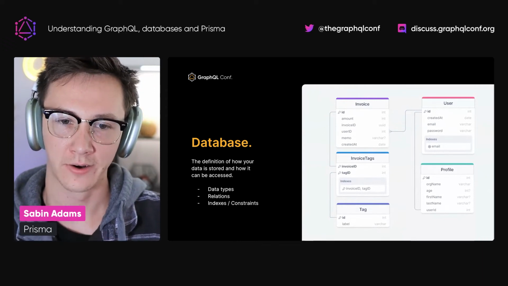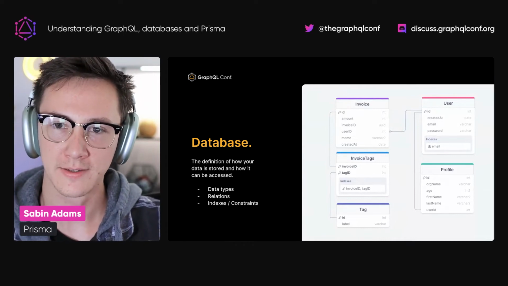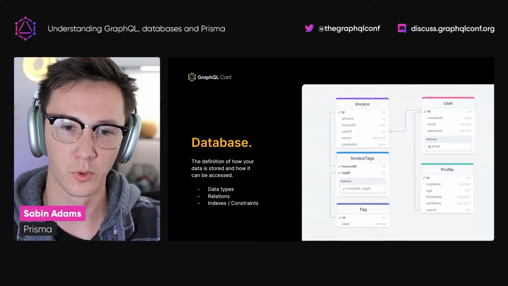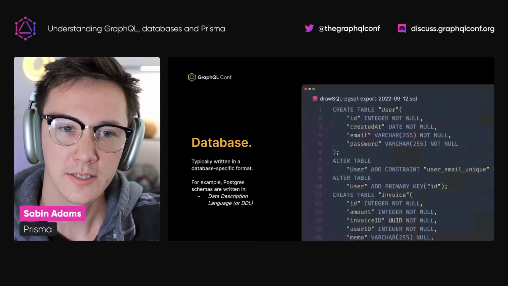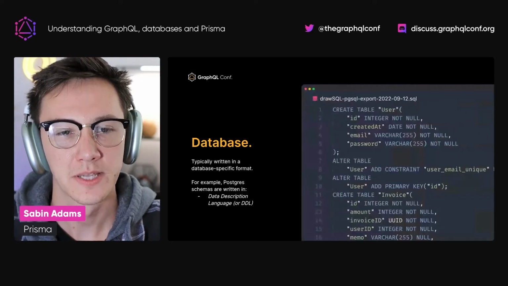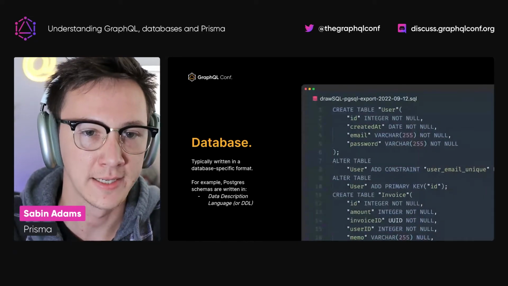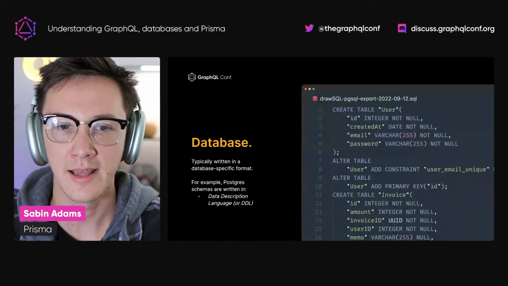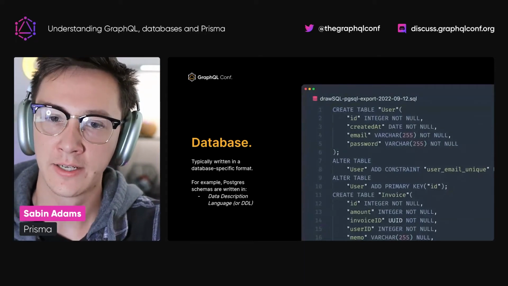That's what the database layer does, and it'll do this for all of the data that's available to any of your applications. This is more of the centralized store of your data. And this is normally written in a database-specific format. For example, with Postgres, this will be written in SQL, which is described as the data description language, or DDL. And as you can see here, it's not very intuitive to read.